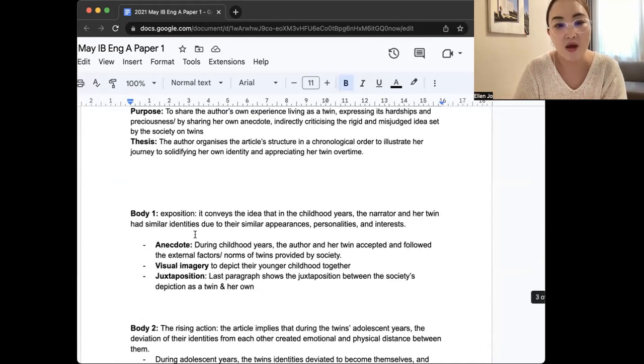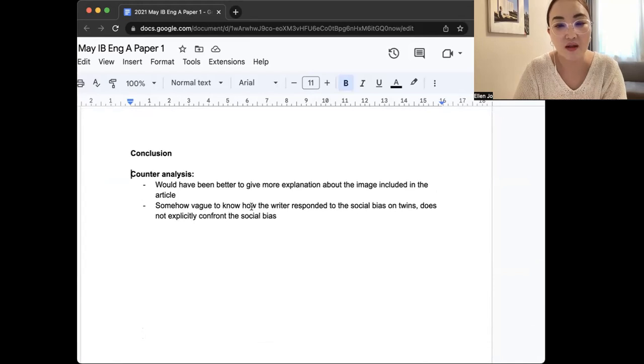At the same time, I also wanted to point out the fact that it is somehow vague to know the writer herself's response towards the sorter bias. Yes.